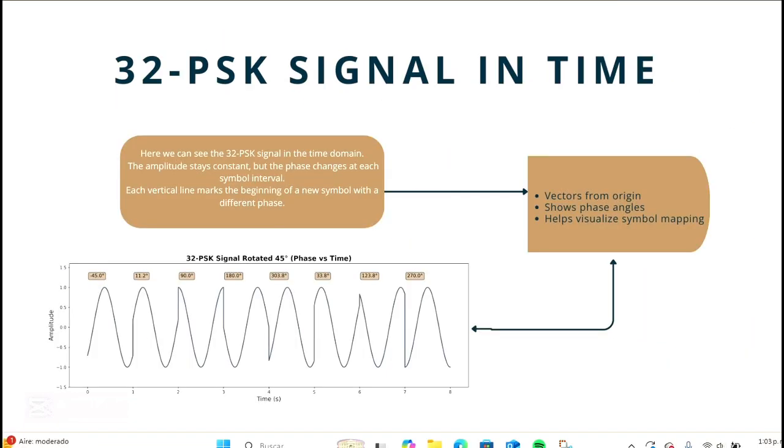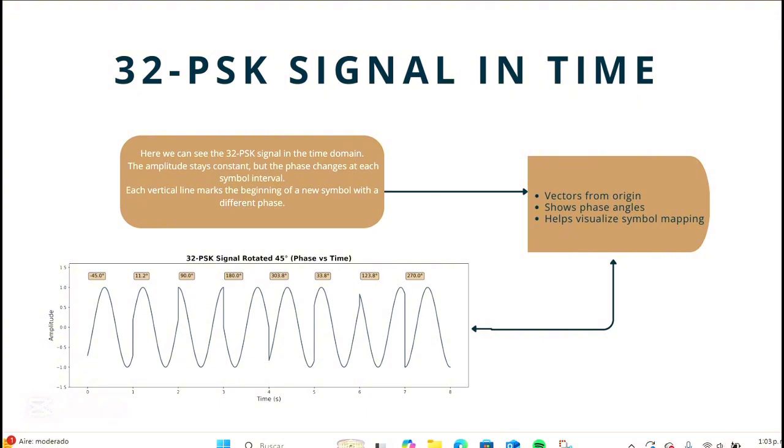Now let's see what the 32 PSK signal looks like in the time domain. In this graph, we can see the 32 PSK signal over time. The key thing to notice is that the amplitude stays constant, but the phase changes at each symbol interval. Each vertical line marks the beginning of a new symbol with a different phase.